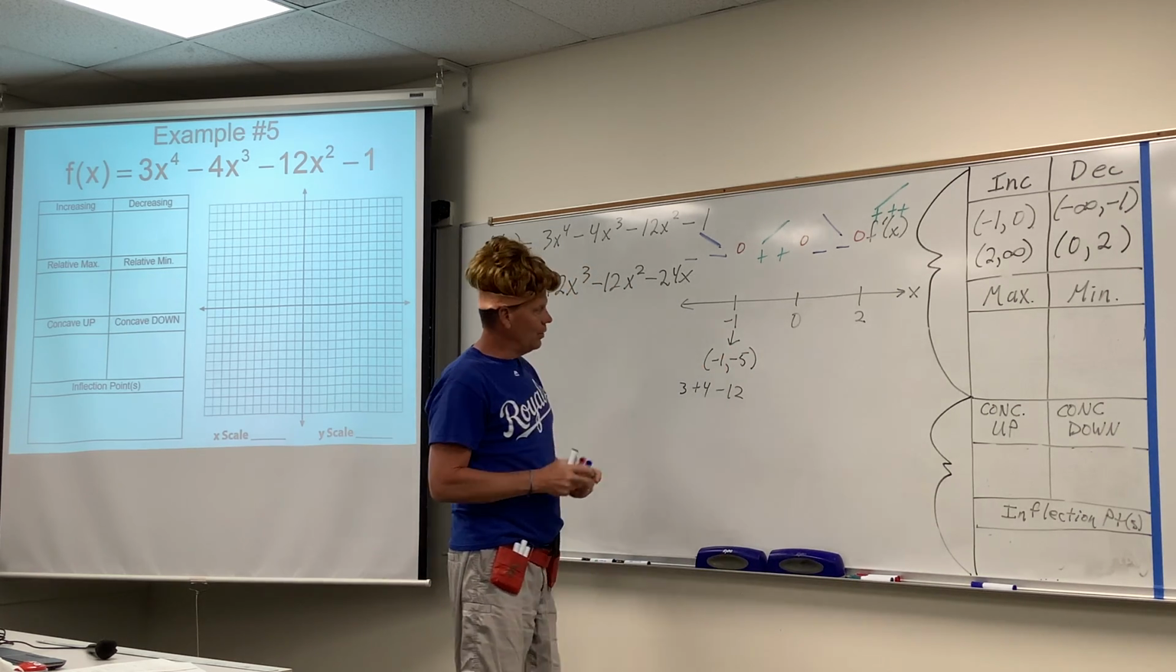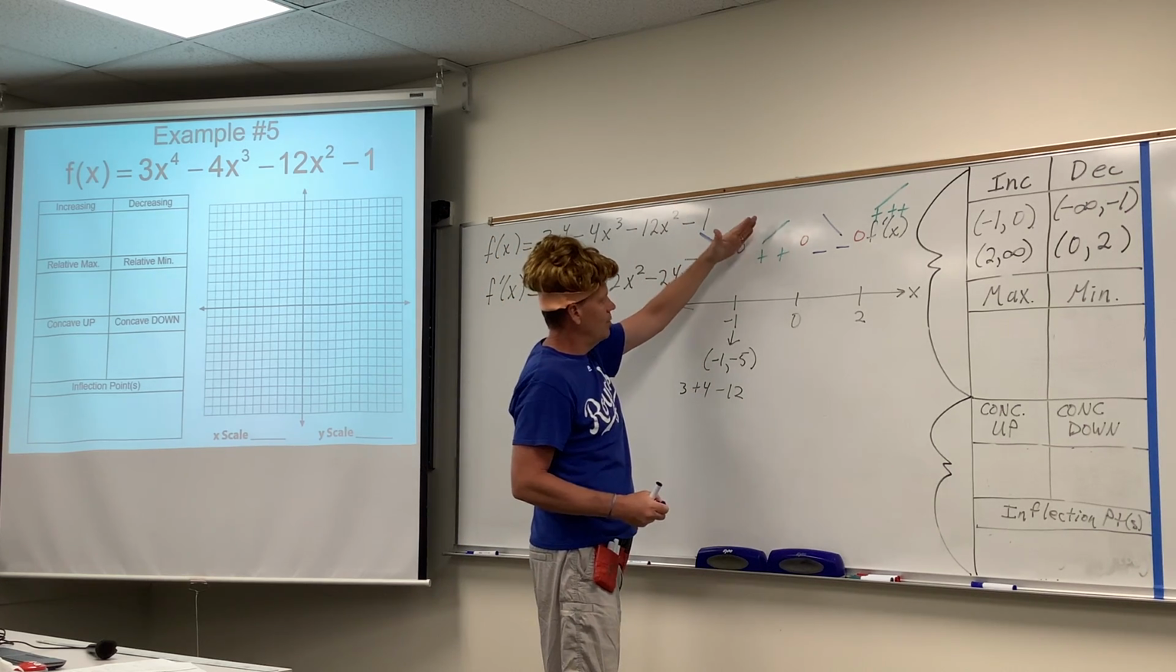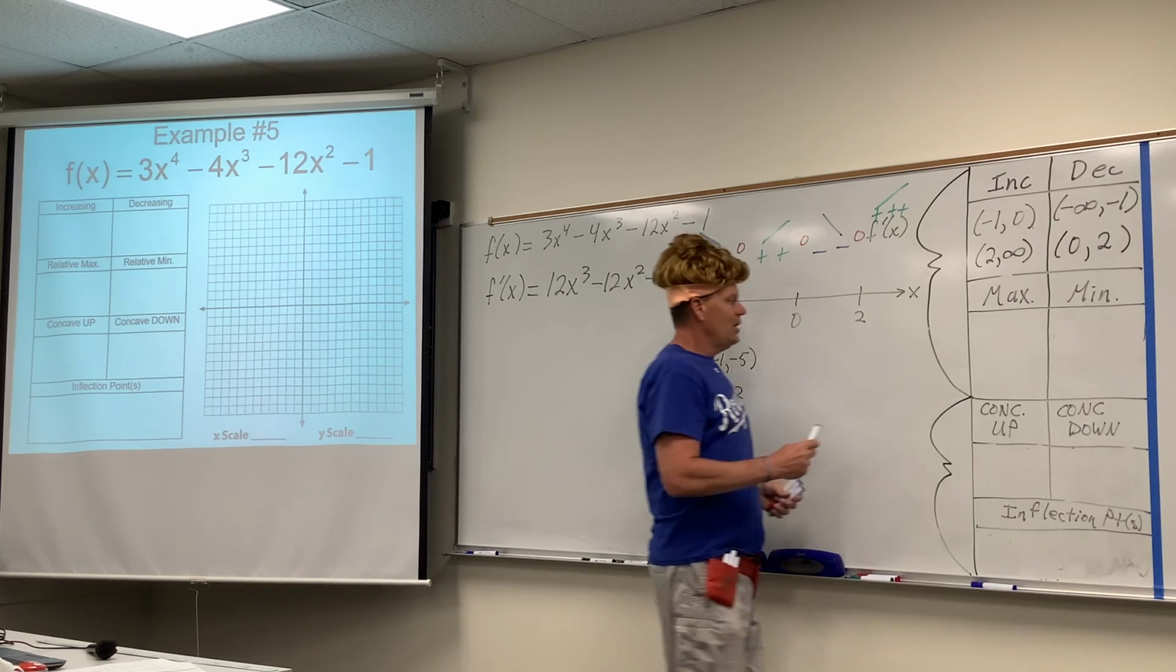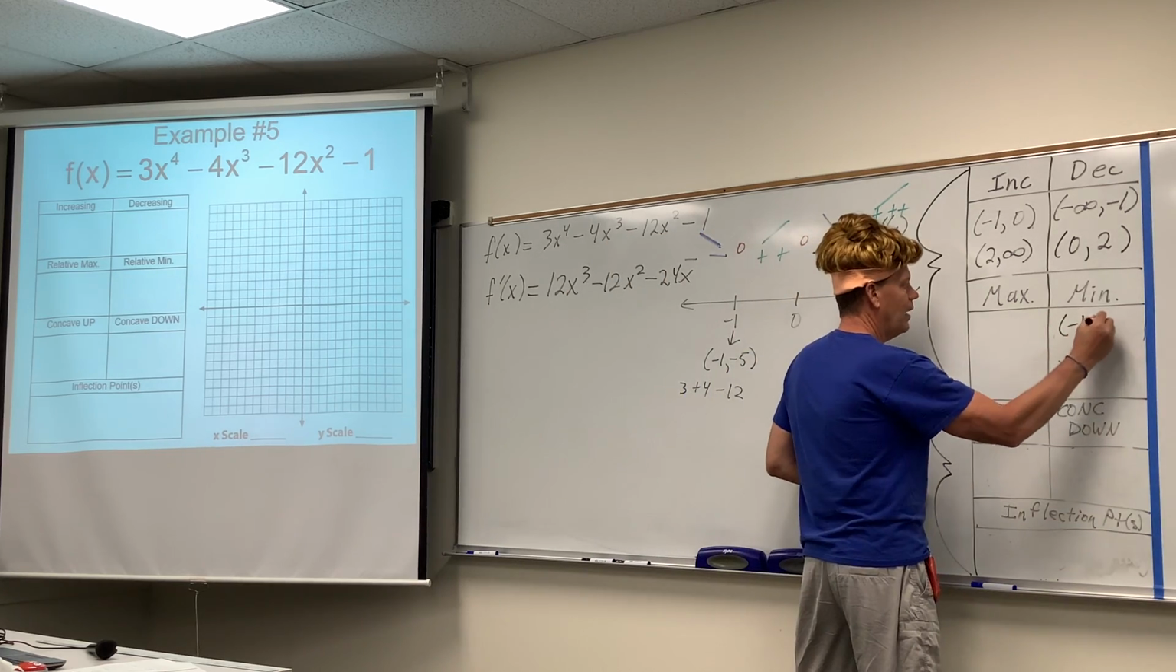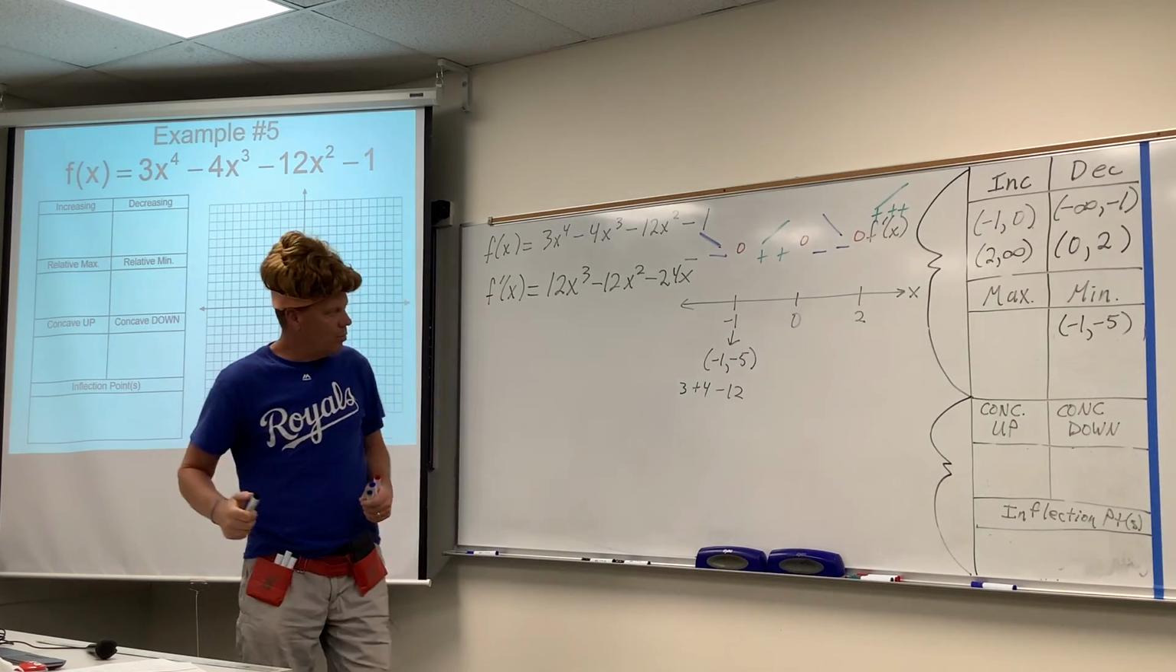I hope this is all good. So, what do we got? We got decrease coming in, increase going out. Wouldn't that be a minimum? So the ordered pair negative 1, negative 5 is going to end up being a point on our graph. It's going to be more specifically a minimum point.